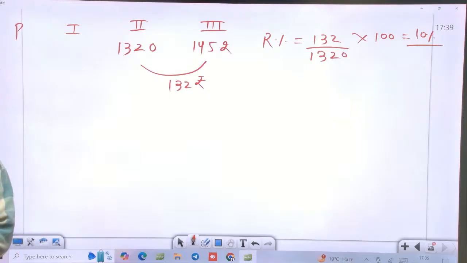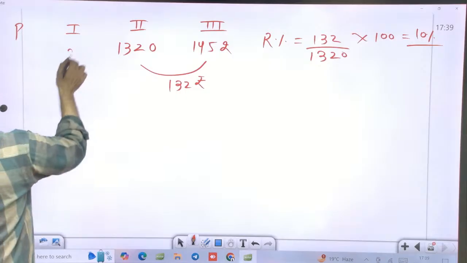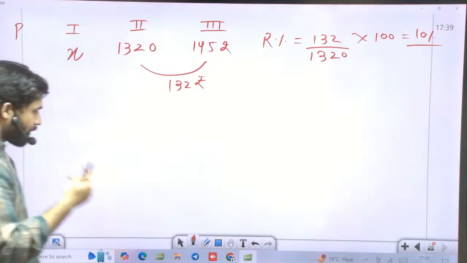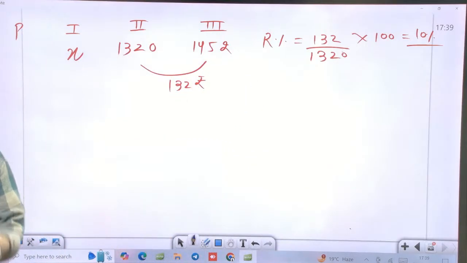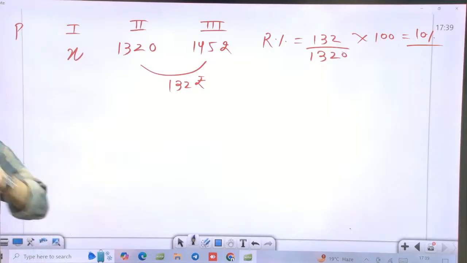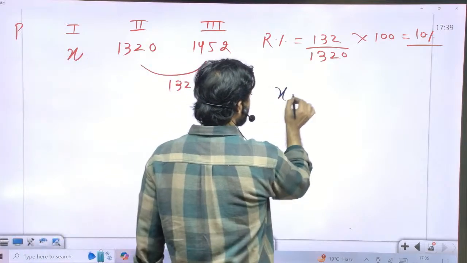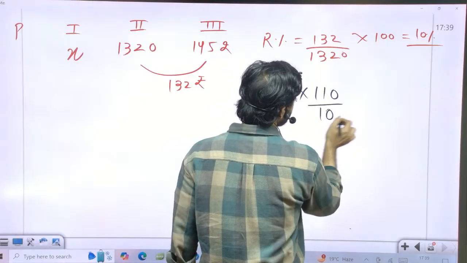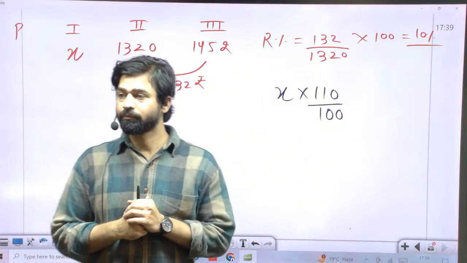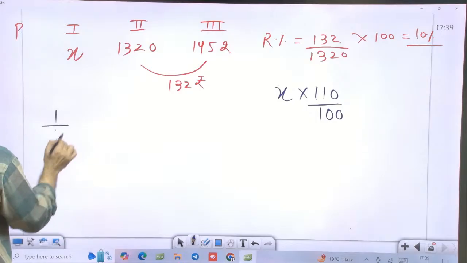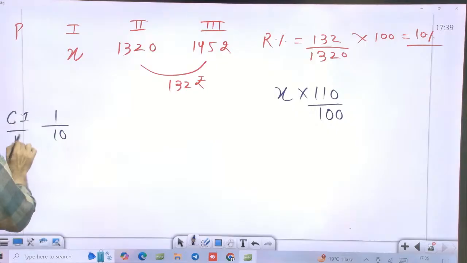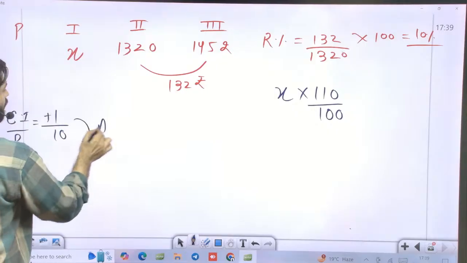So let's take X for the first year. The compound interest for the first year is X. At the end of the first year, what will it be? It will be 110% of X. If you're not finding it, then I'm doing one other thing. The rate of interest is 10%, so it is 10 by 11. So this is CI and this is principal. So what will be the amount? The amount will be 11.